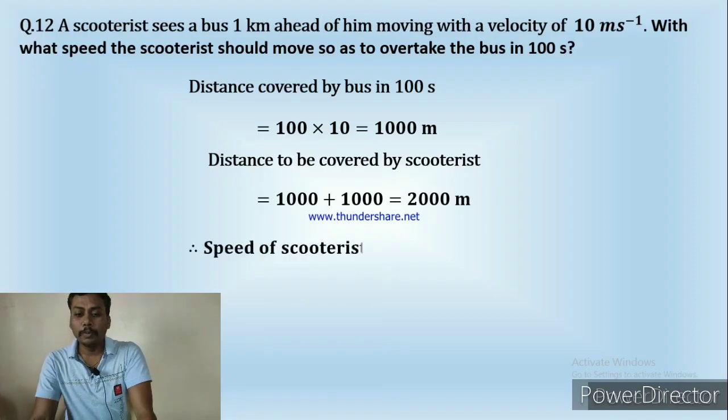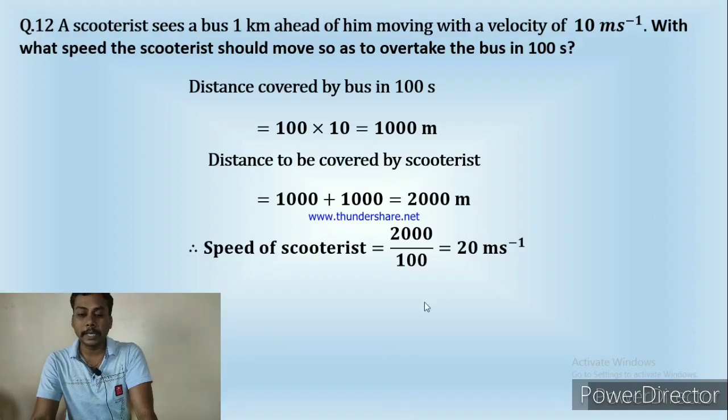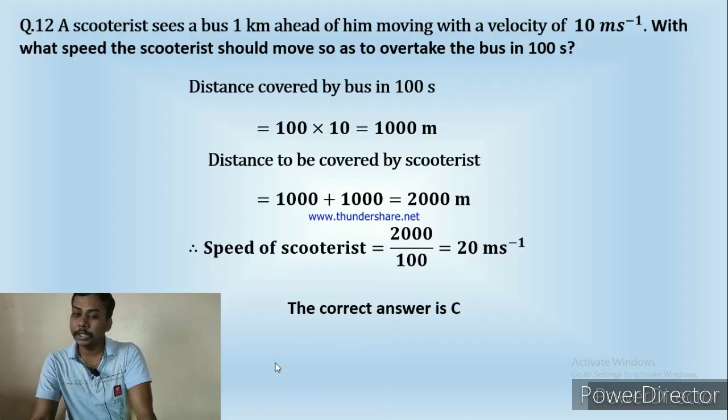Now the speed of the scooterist is equal to distance upon time. So the scooterist has to cover 2000 meter in 100 seconds. So it moves with a speed of 20 meter per second, and hence the correct answer is option C.